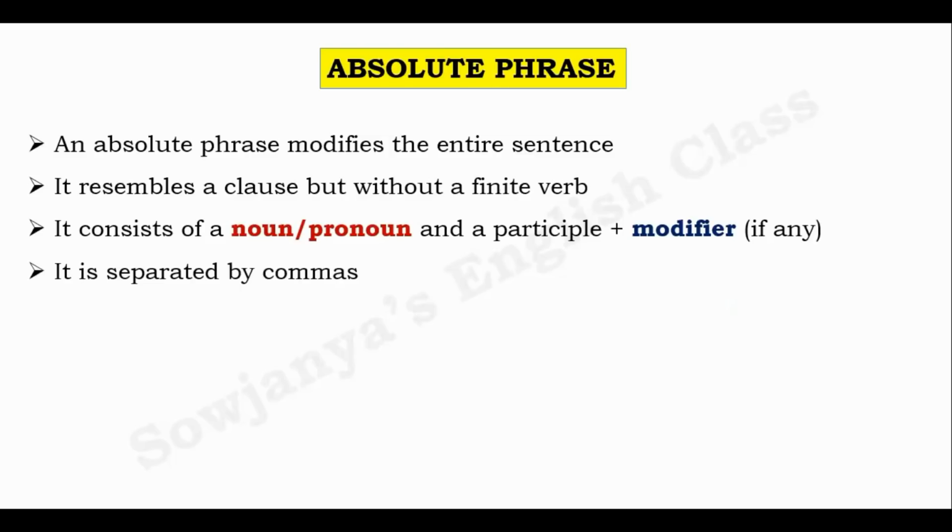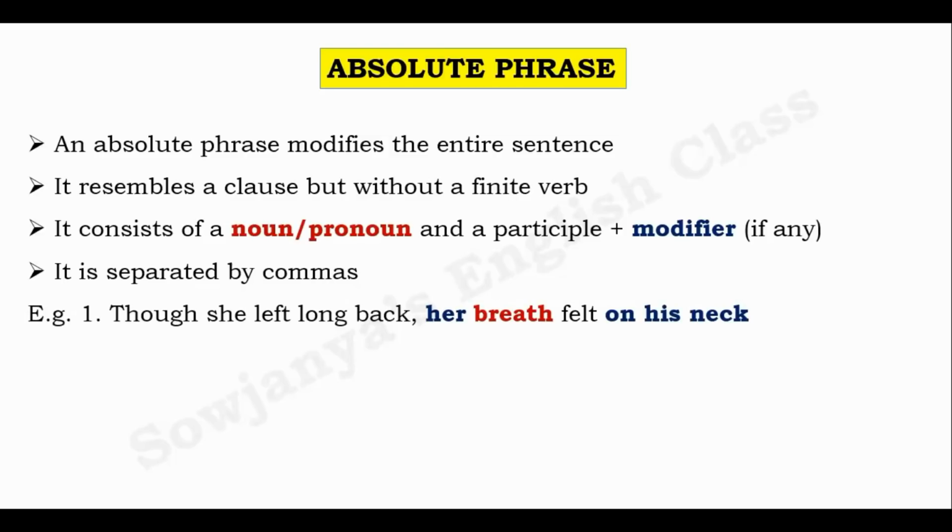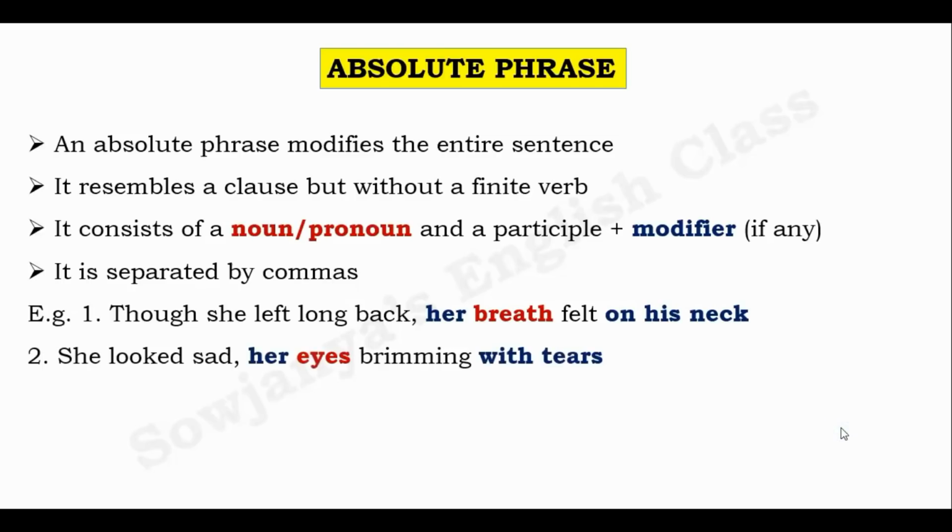It is separated by commas. If it starts the sentence, at the end of it, one comma. If it ends the sentence, at the beginning of it, one comma. If it comes in the middle of the sentence, it is separated by a pair of commas. Example: Though she left long back, her breath felt on his neck. She looked sad, her eyes brimming with tears. We don't have any finite verbs in these absolute phrases. We see them usually in books. People don't use absolute phrases that frequently.